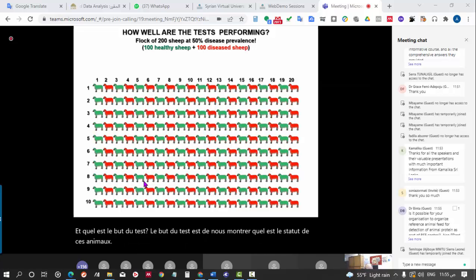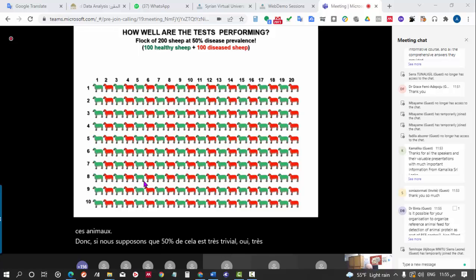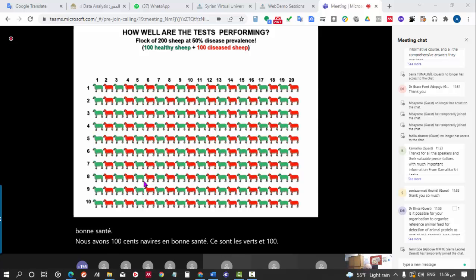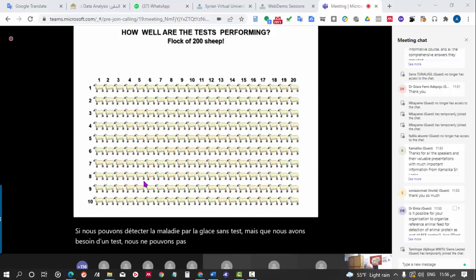So if we assume 50%, which is very trivial, very easy-going, easy numbers, if we assume that 50-50 are sick and healthy, we have 100 healthy sheep, these are the green ones, and 100 diseased sheep. This is how the flock would look if we could detect the disease by eye without the test. But we need a test. We cannot see them. They're all white like this, yeah?